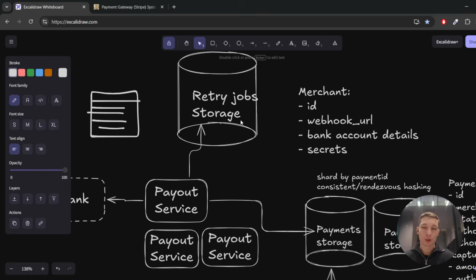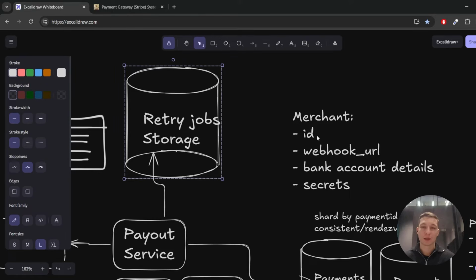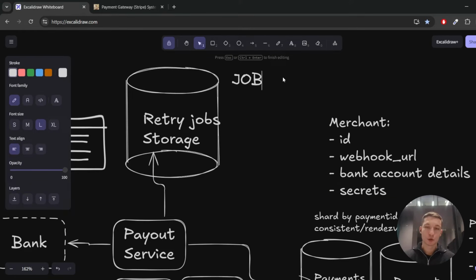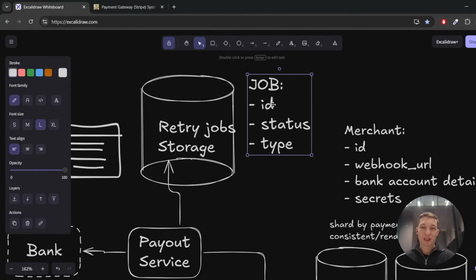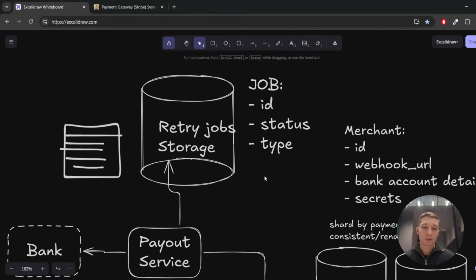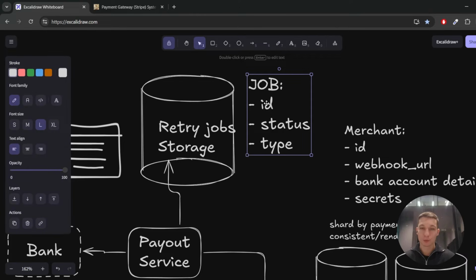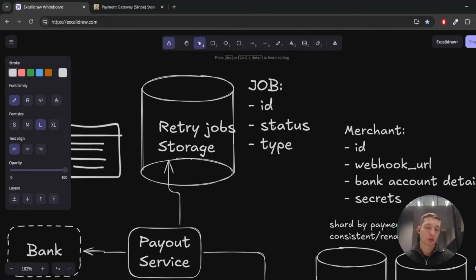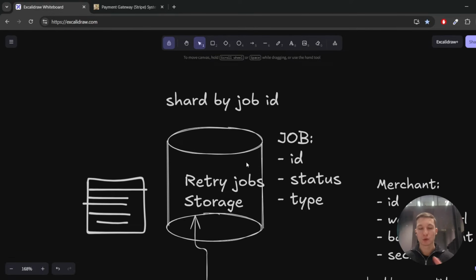Now retry jobs storage. For this one, I don't know what entity we might have here. I don't know, some job with ID, status, type. So I think here we can just shard by job ID, and that will be it. What our payout service really needs to do is just grab some job, retry it, and update the status. So it can basically go to any possible shard it wants. It doesn't really matter. The thing is to make it evenly distributed, so there is no one shard that has a lot of unfinished jobs or stuff like that. Same thing for rebalancing, consistent or rendezvous hashing.